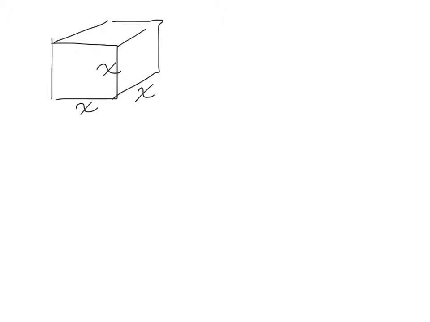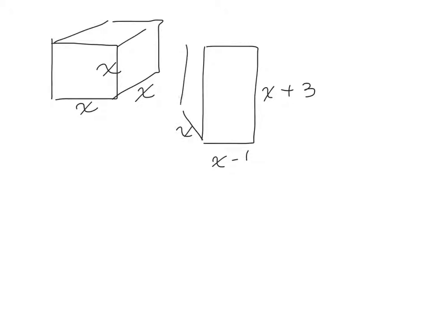And now we're changing this cube so that we have a box, and this side here is x minus 1. This side here is x plus 3. And here, this dimension remains unchanged. So we have our original cube and our new box.